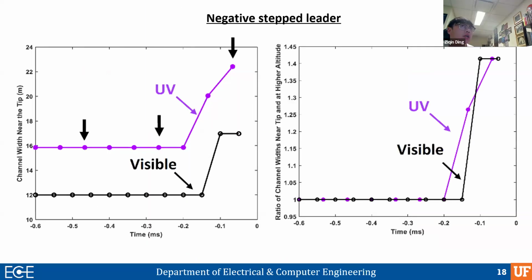We also took similar measurements for this one. Since we didn't observe any embellishment, the channel width near the tip didn't change, and also didn't vary much with time. The increase at the later stage of the leader activities is because of scattered light. Also for the ratio, it stays as 1 for both UV and visible.